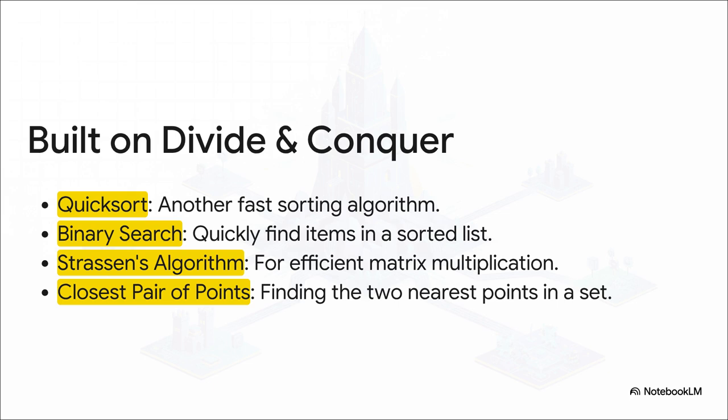You have binary search, the crazy fast way to find something in a sorted list by just cutting the search area in half over and over. A classic divide and conquer move. Even super advanced stuff for graphics and data science, they all owe their power to this simple, elegant idea.